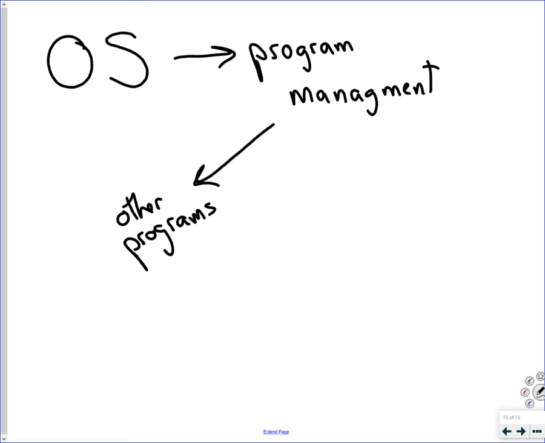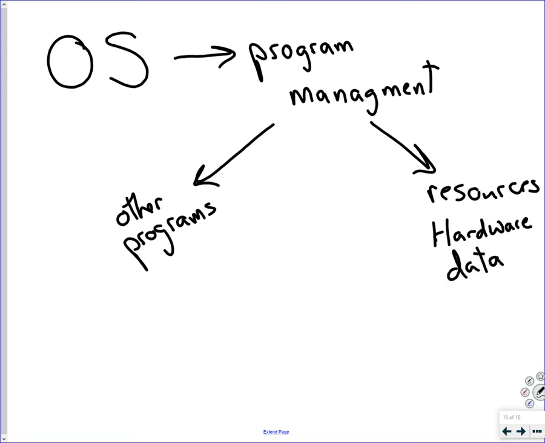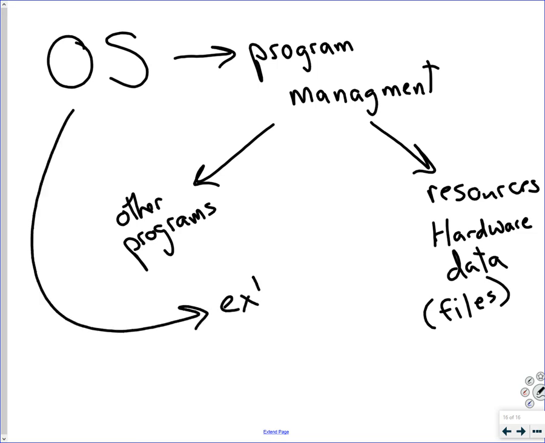That's how you can switch between Word and the internet when you're typing your essay, and you can check the latest things on Reddit. As well, it manages resources on the computer, which includes hardware and data, which we could call files, for example. It manages the files on your computer, and it also manages the hardware, making sure it works.